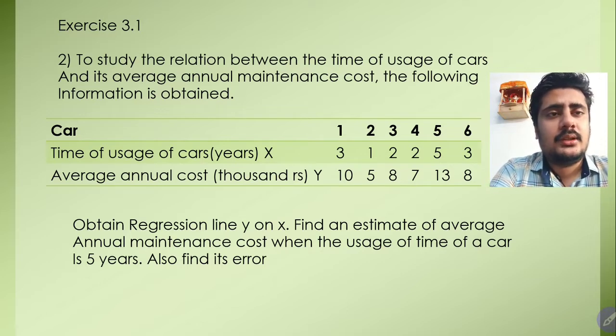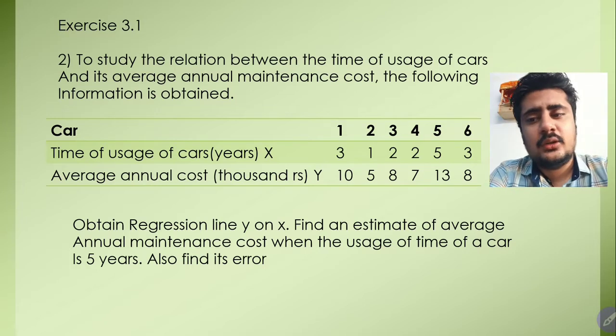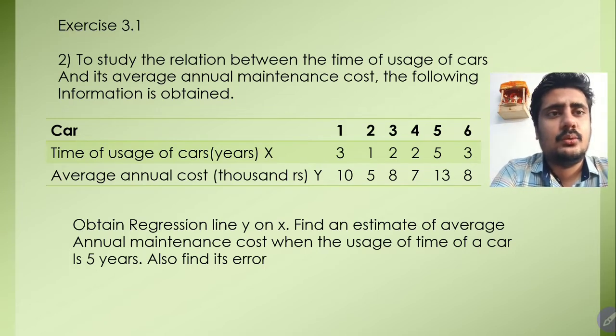Sometimes students get confused in 3 columns, because you have learned only 2 columns, x and y. In this question 3 columns are given, but there is no need to be confused, because it is clearly mentioned that x is time of usage and y is average annual cost. So there is no use of that 1, 2, 3, 4, 5, 6, and those are only numbers. That means 6 cars are there, nothing else.